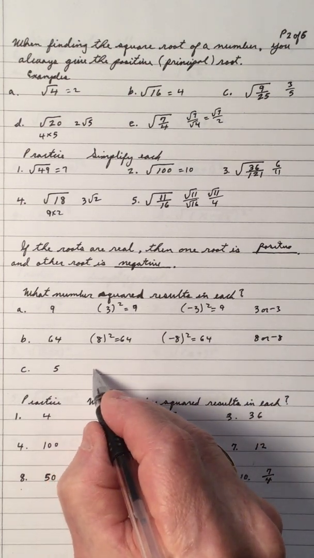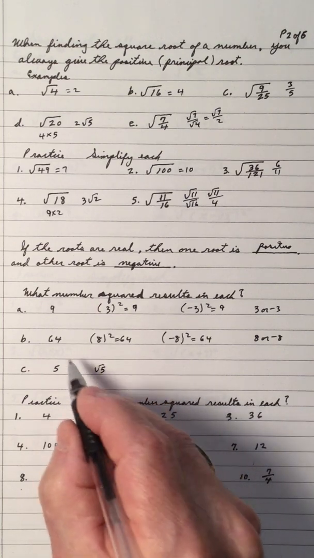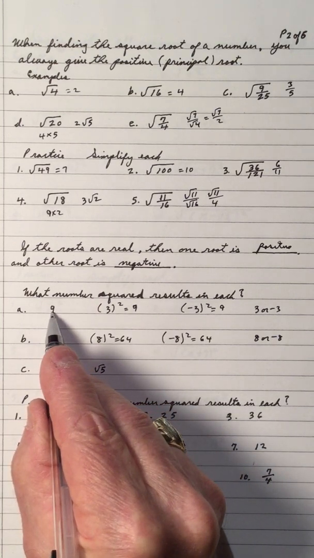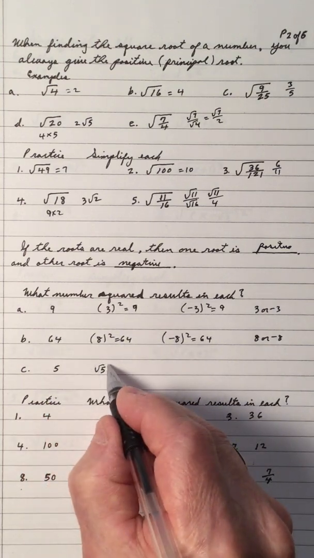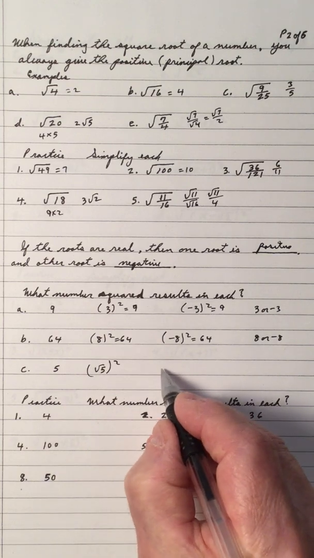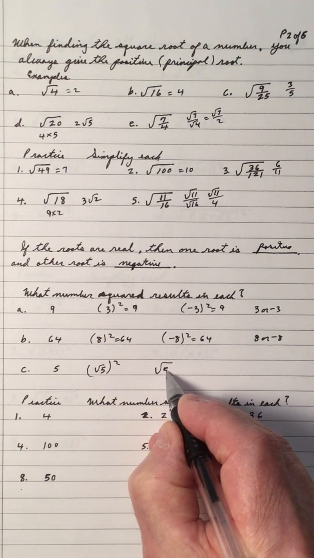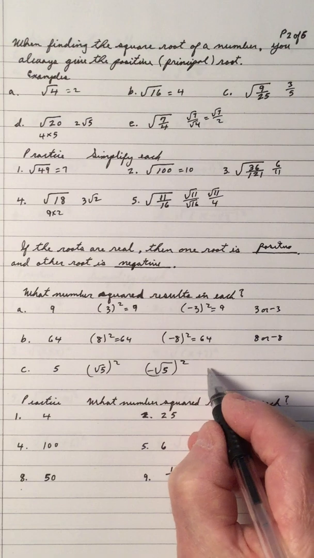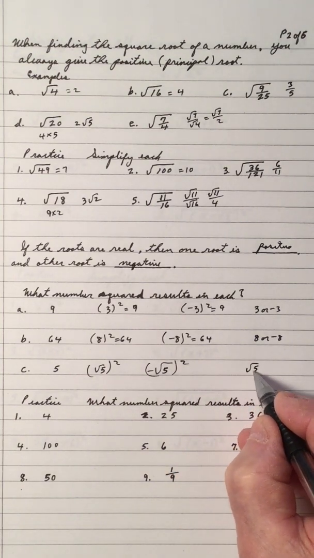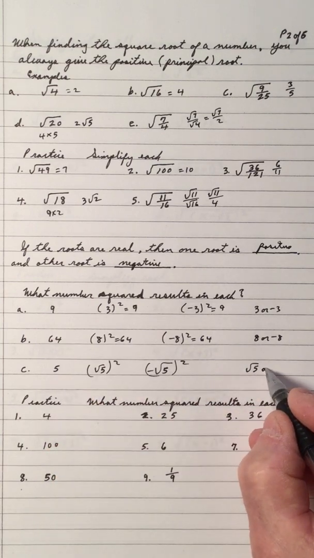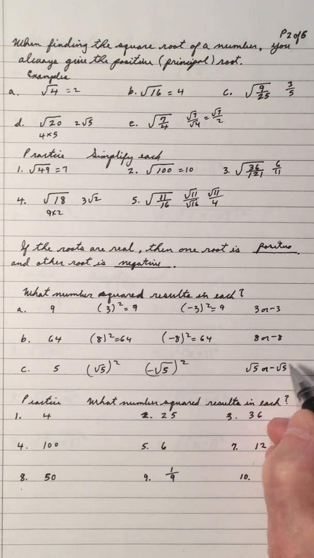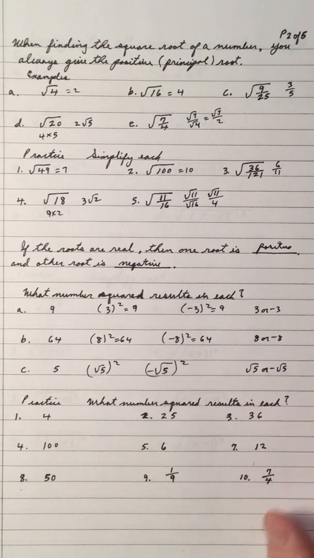What number squared gives you 5? Well, it is the root of 5. Because remember, if you want to get a 9, the square root of 9 is 3. Square root of 64 is an 8. So the square root of 5 is root 5, or we could have the negative of root 5, and both of them will work. If you square root 5, you'll get a 5. If you square negative root 5, you'll also get a 5. So what I'm doing now is developing an idea that I need to use for the square root property.